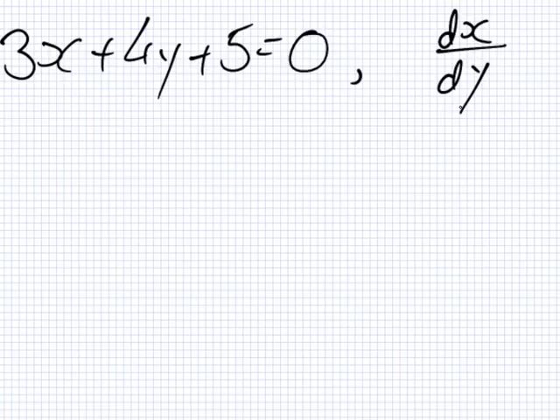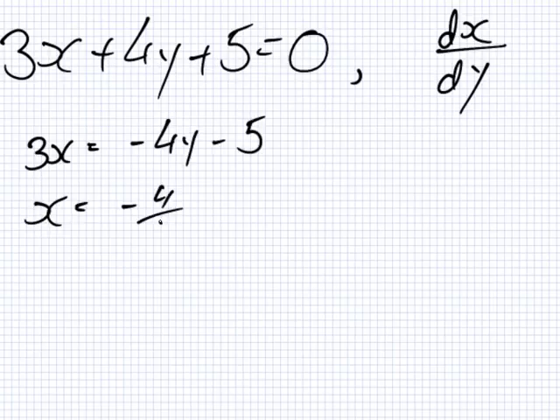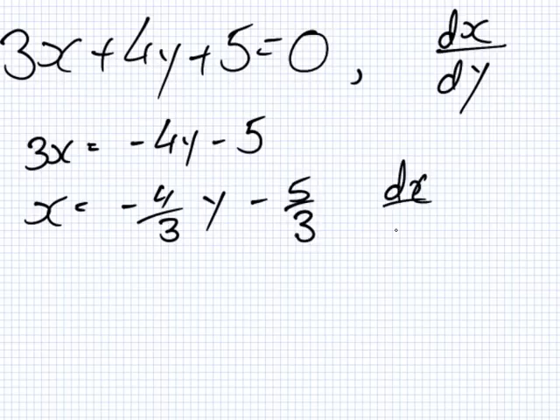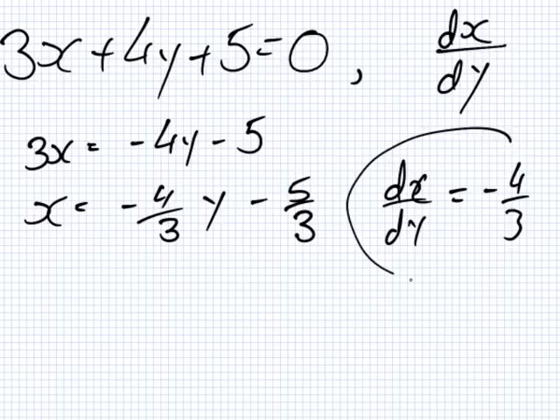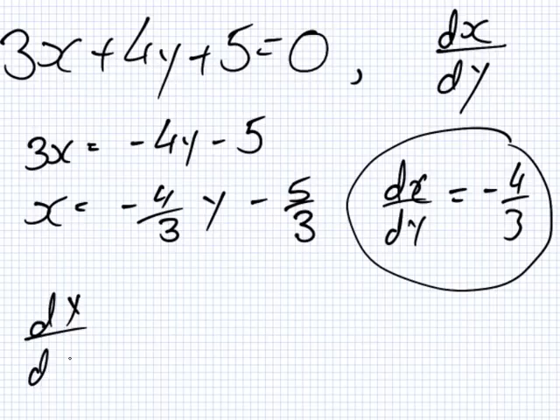Did you get the answer? So we get here 3x equals minus 4y minus 5. So x equals minus 4 over 3 y minus 5 over 3. So then dx/dy equals minus 4 over 3. Well, that's not a surprise, because what did I say dy/dx was? Minus 3 over 4.